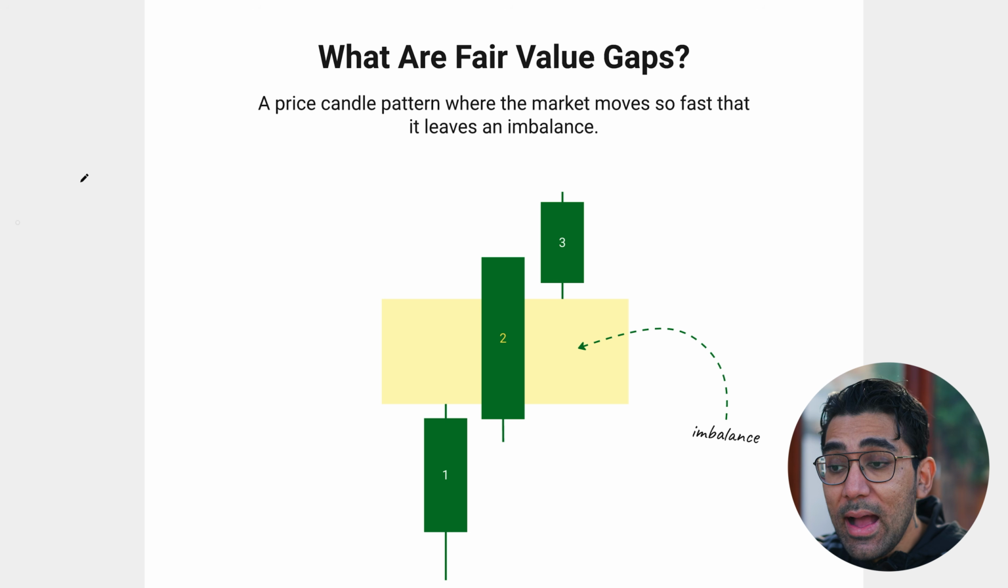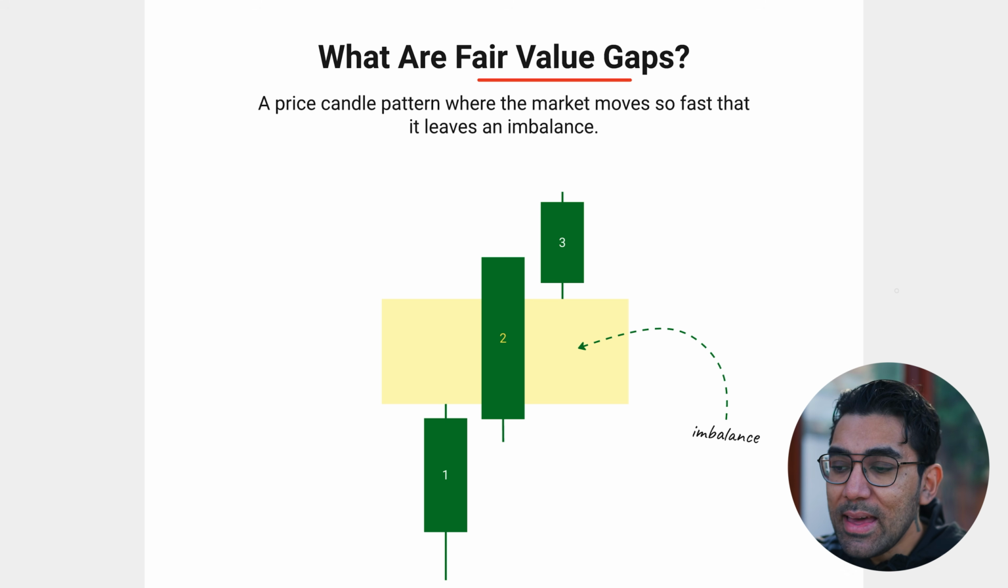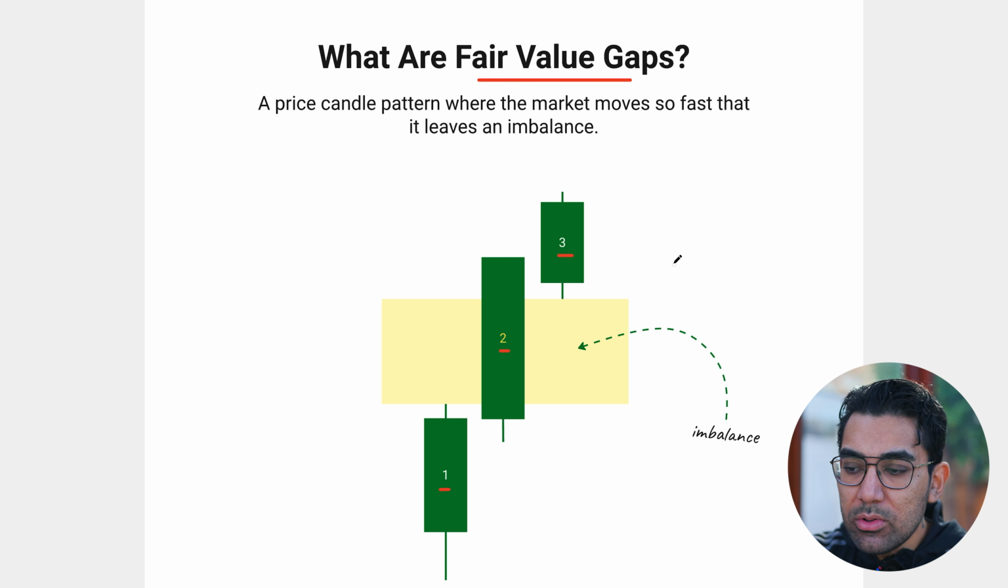Now, right before we move on to that, let's just quickly cover what a fair value gap actually is, so you're very, very clear. A fair value gap is a price candle pattern where the market moves so fast that it essentially leaves an imbalance within the candle. So here you've got candle 1, candle 2, and candle 3. And within candle 2, you've got this really lovely yellow box, which indicates an imbalance. That's the gap. So the fair value gap candle is candle number 2.